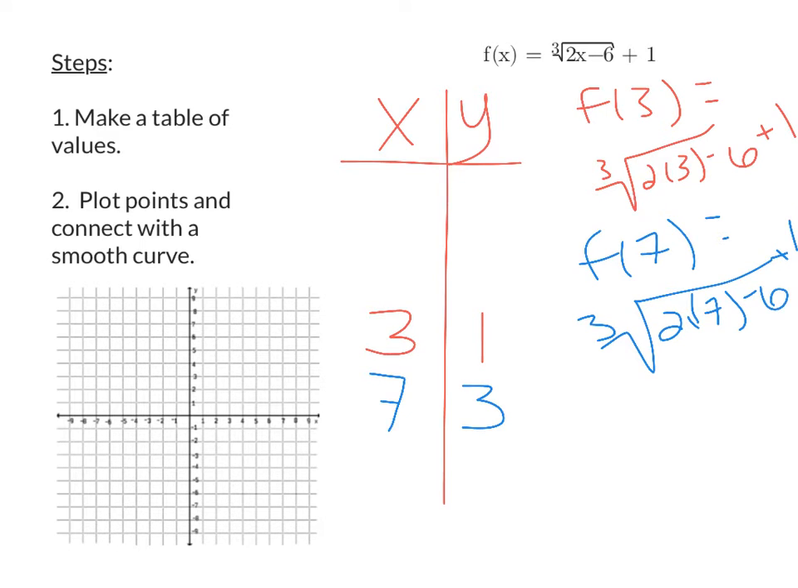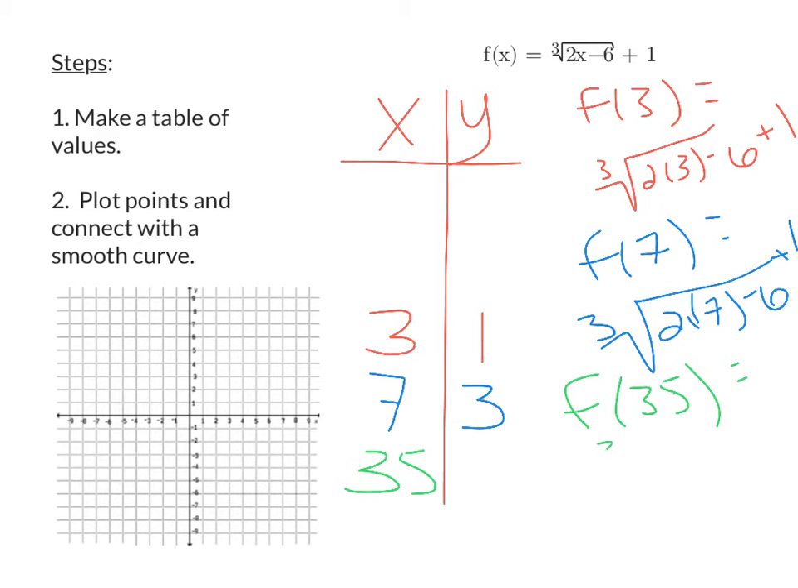Again, that's not going to give me an integer coordinate because of the 2 in front of the x. After 27, my next cube root is 64. Well, if I want 2x minus 6 to be equal to 64, that would mean that 2x has to equal 70, which means x is 35. So now I need to find f of 35.